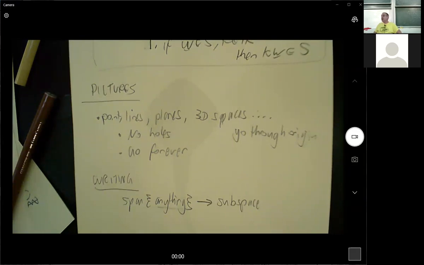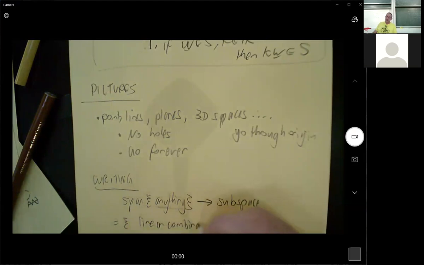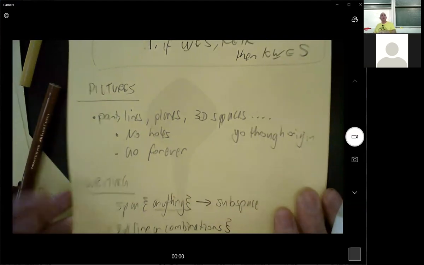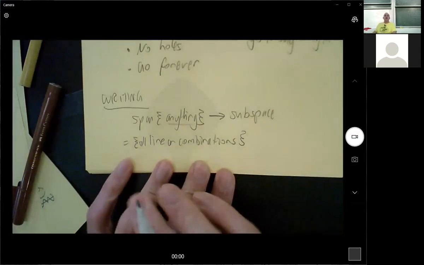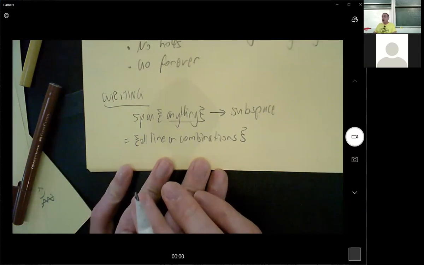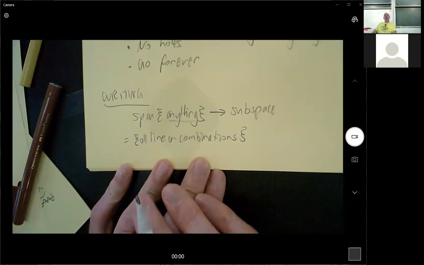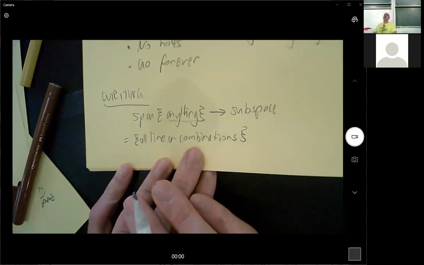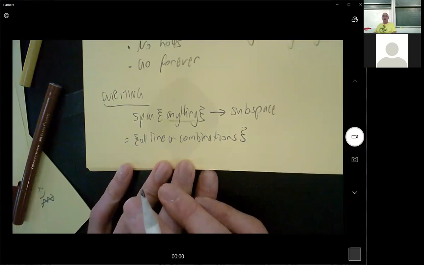And what that means is if you can rewrite the thing you have as a span, then it's a subspace. But I will say something. Don't forget that a span is short for linear combinations, and it has to be all the linear combinations. So if it's not all the linear combinations, then it's not a subspace. Because if it was a subspace, you'd be able to do linear combinations and they'd still be in there. So all of them have to be there.